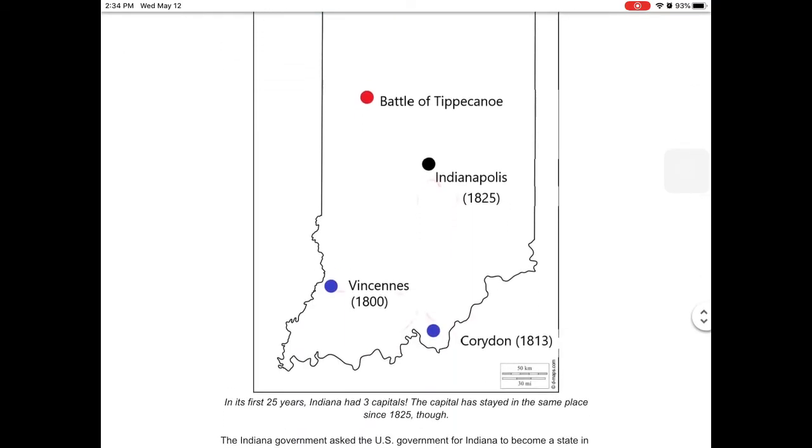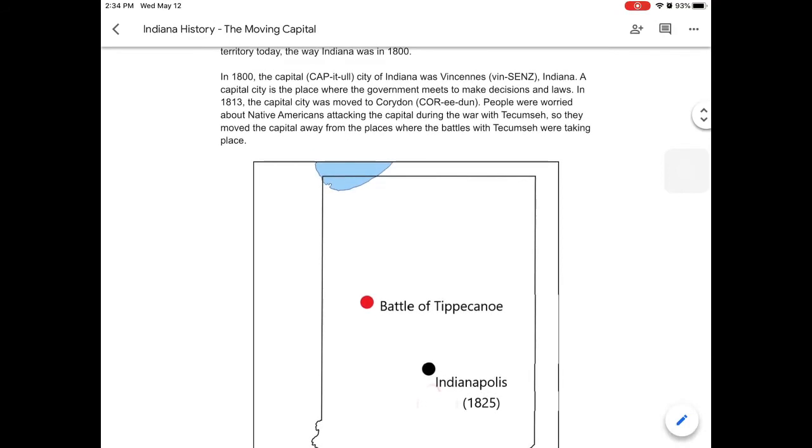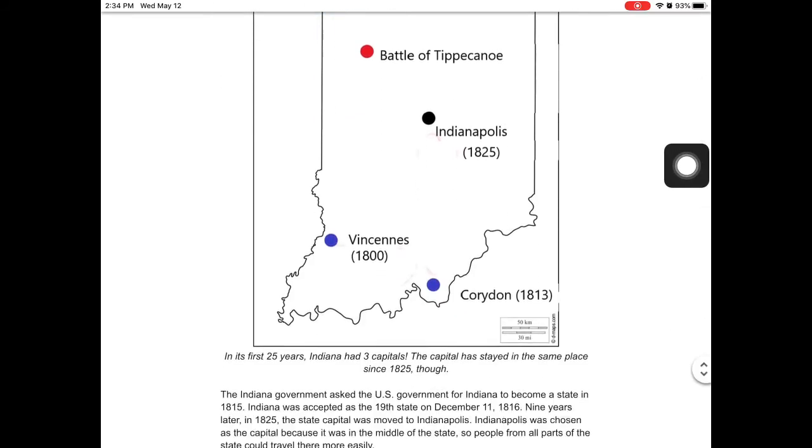Now I need to find out what is today's capital. I'm going to keep scanning for city names. Ooh, Tecumseh. Is that a city name? It's capitalized. People were worried about Native Americans during the war with Tecumseh. That doesn't sound like a city name. That sounds like somebody who they were fighting. So I'm going to keep moving.